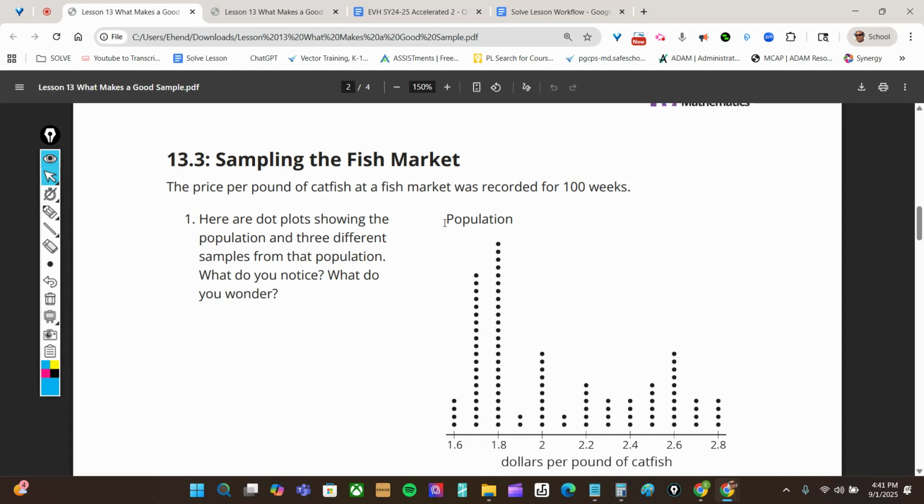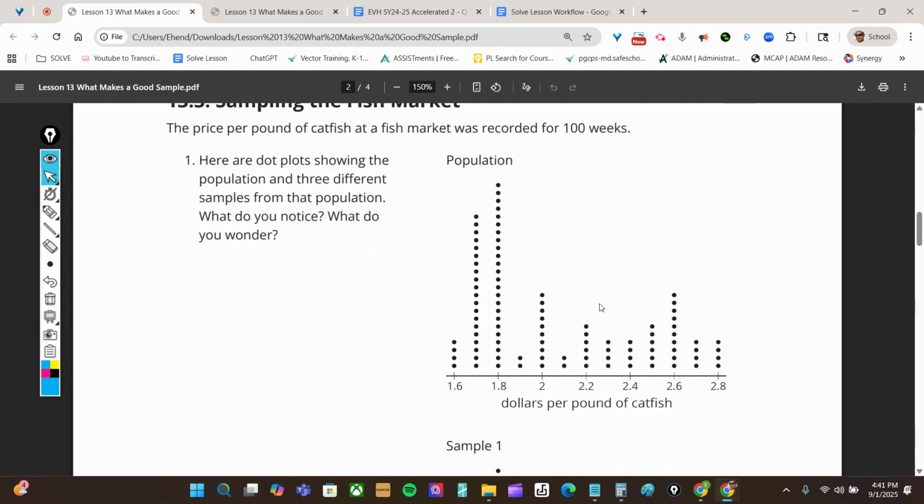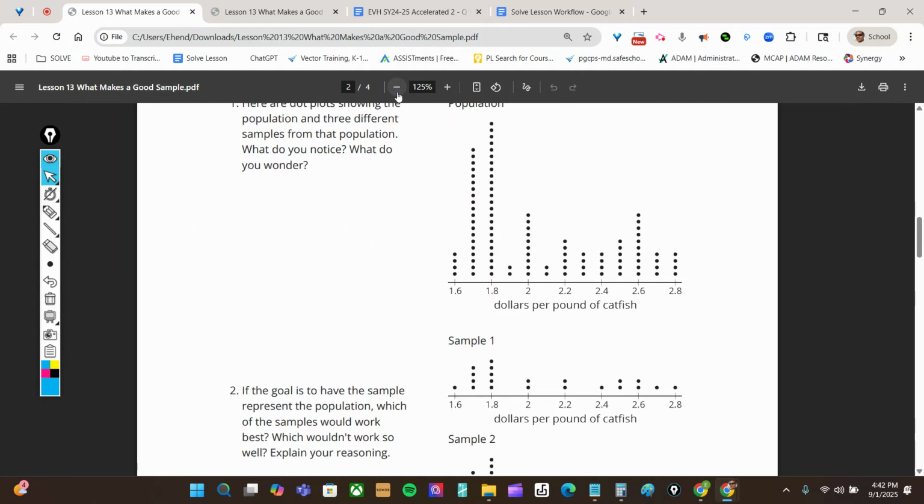Okay, population. Dollars per pound of catfish, the population. This is showing the population and 3 different samples from that population. They got high numbers, they got low numbers, and you can see the spread goes from 1.6 to 2.8. So you take that into account. Probably want to bring this down some.